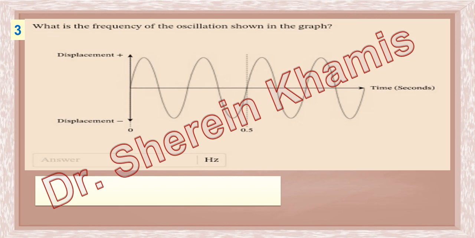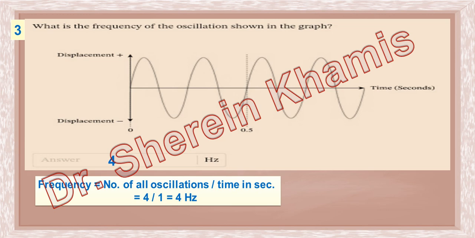And the time: time of 2 oscillations equals 0.5, and the time of all 4 will be 1 second. So if we want to calculate the frequency, we take the number of oscillations, 4, divided by the time in seconds, 1. So the right answer will be 4 hertz. The frequency will be 4 hertz.